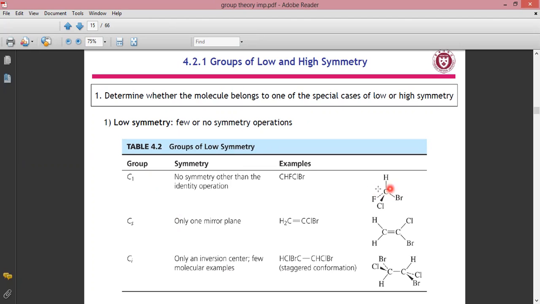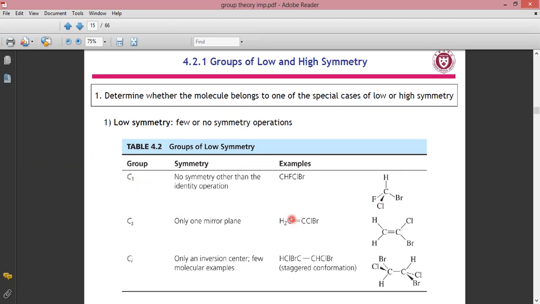Okay, but here, if you see, all the groups have been replaced. H has been replaced, and all the four groups are different, and that is why no symmetry operation is present in this point group. That is why we call this as C1 point group.